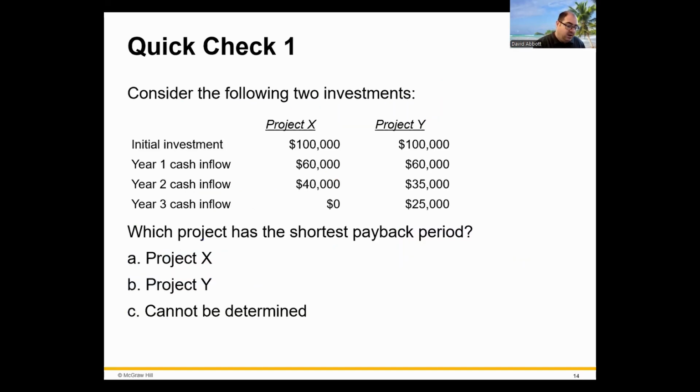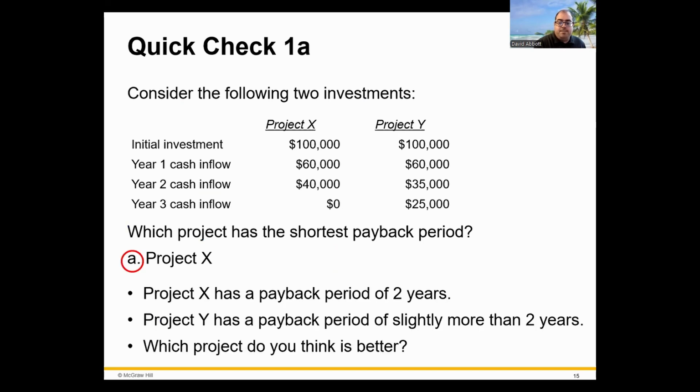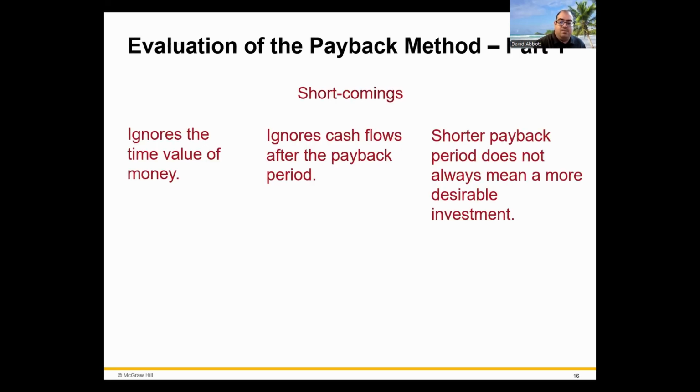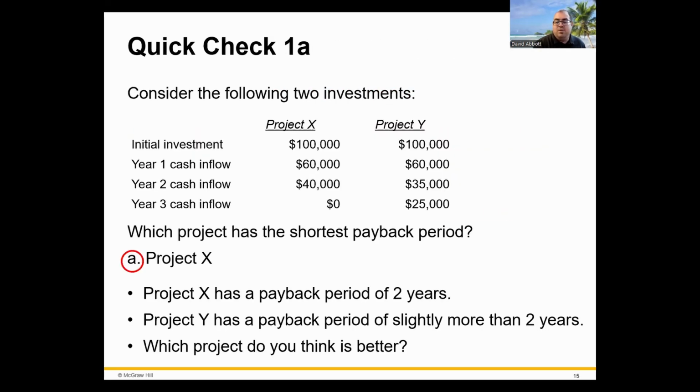Quick check one. If we look at these two investments, which project would have the shortest payback period? It would be Project X, because it has a payback period of 2 years, and Project Y has a longer payback period of 3 years. So which project do you think is better? Again, you'd go with the one that has the shortest payback period.